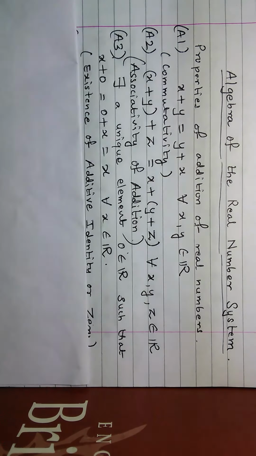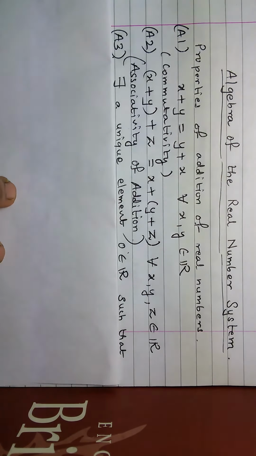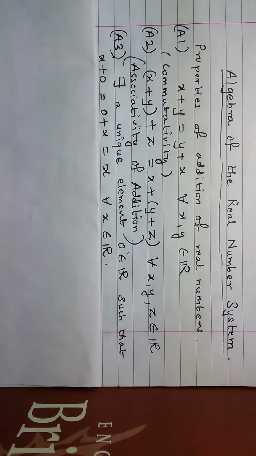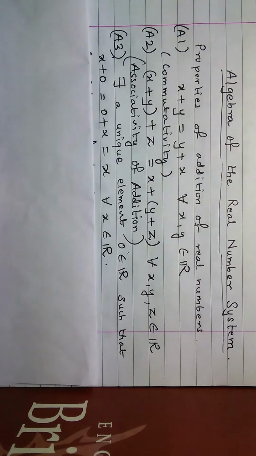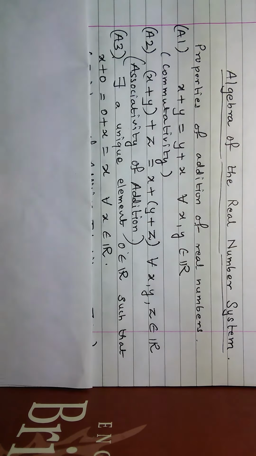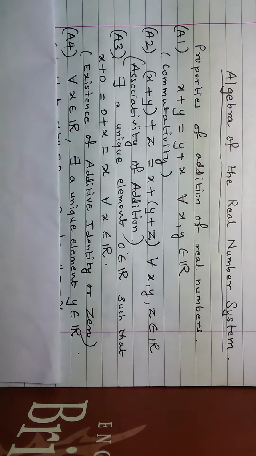Then you have the existence of additive identity, which is also known as 0. You all know what is 0. How do you write this? There exists a unique element 0 such that you add it to a real number, you get the same real number. x plus 0 is equal to 0 plus x is equal to x, and this is true for all the real numbers. This is known as existence of additive identity.